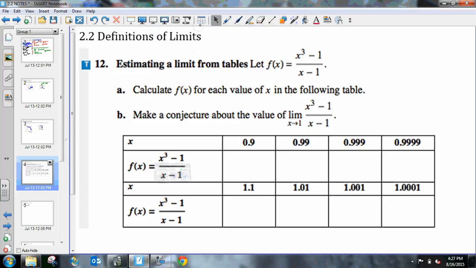Okay, welcome back. This is a continuation of 2.2 definitions of limits. I want to do number 12. This is a calculator question, so get your calculator out.